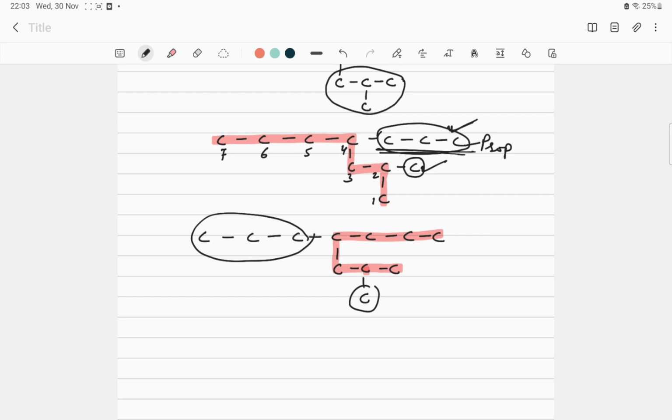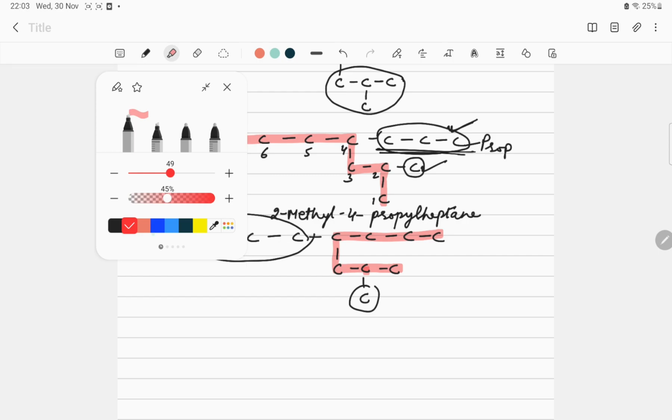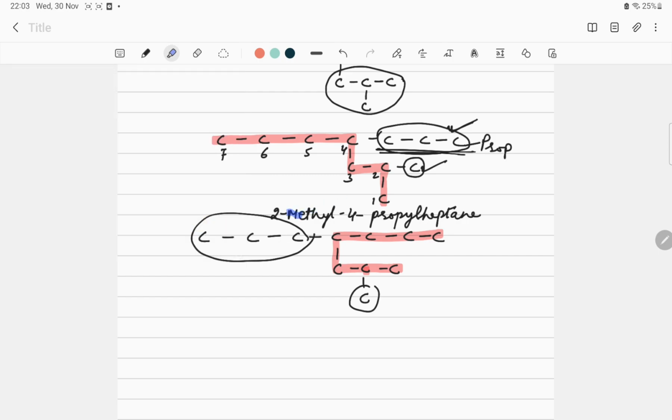So what should be the name of the compound? The name of the compound is 2-methyl-4-propylheptane. 2-methyl-4-propylheptane is the name of this compound. So this is how we can name it.